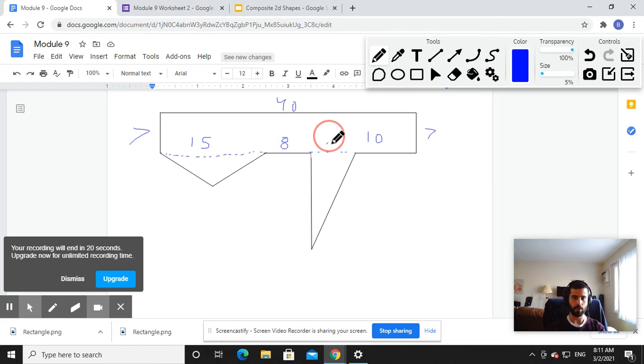So we want to know what's right here. So this part is going to be, okay, 40 minus 8 makes 32, minus 10 makes 22, minus 15 is going to make 7. So just write that over there.